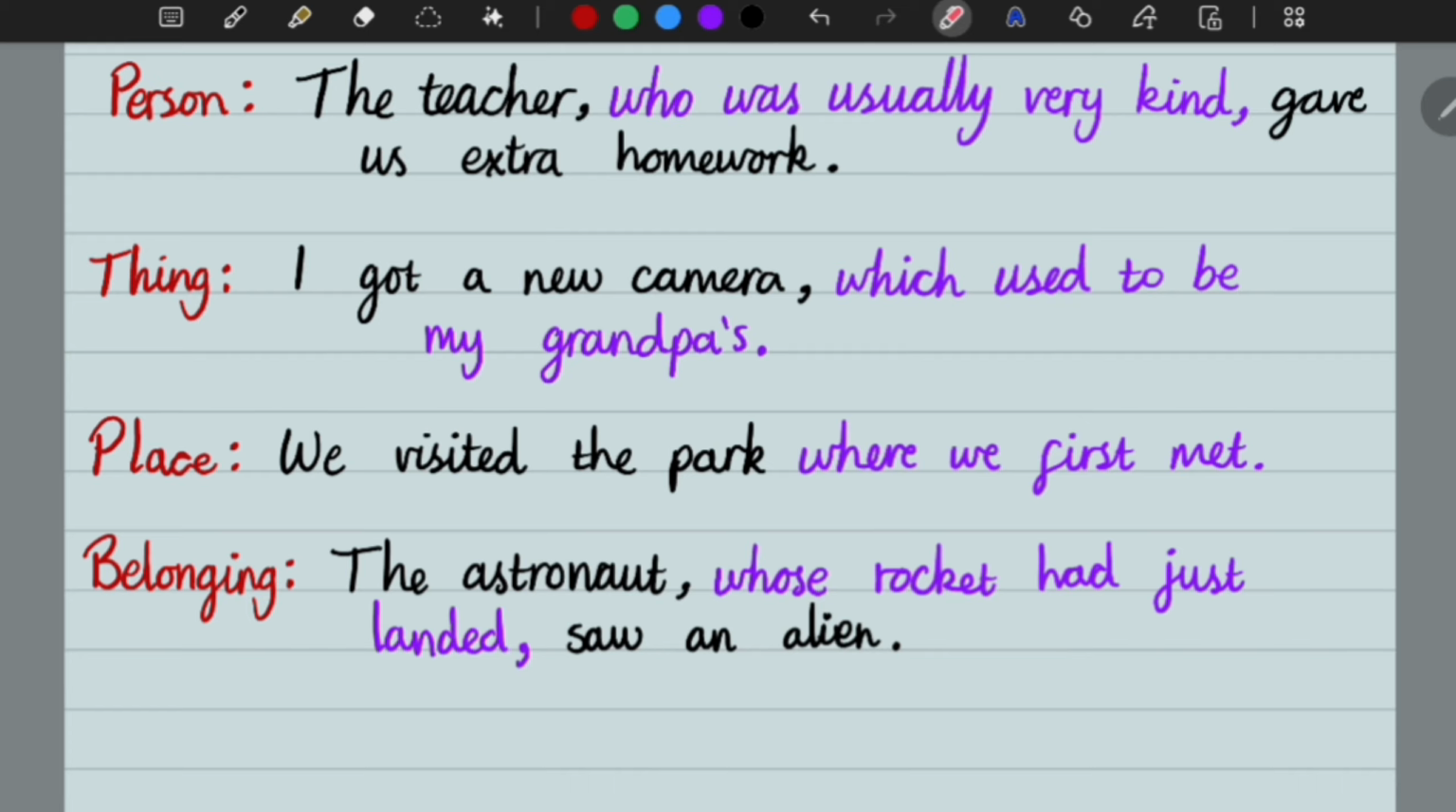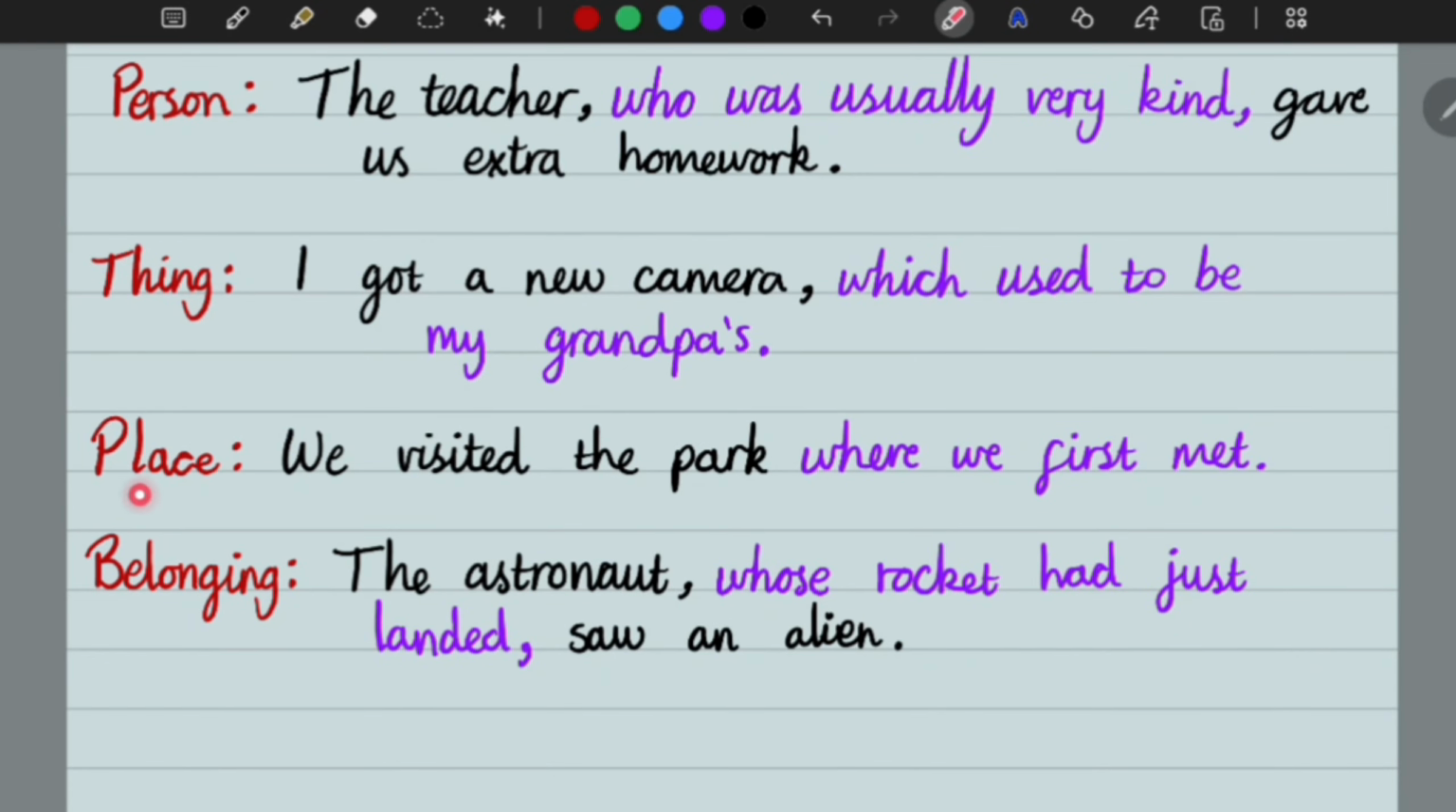Now I'm talking about a thing. My noun is the camera, so I'm going to use my pronoun for a thing. I got a new camera, which used to be my grandpa's. Now looking at place, I'm going to use a place pronoun with where. We visited the park where we first met. And lastly, let's look at the belonging to somebody. So here's my somebody, and I'm going to talk about an item that belongs to them. The astronaut, whose rocket had just landed, saw an alien.